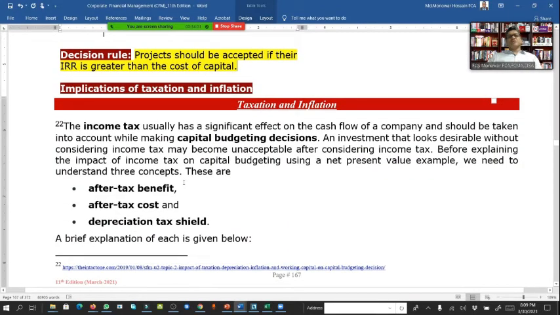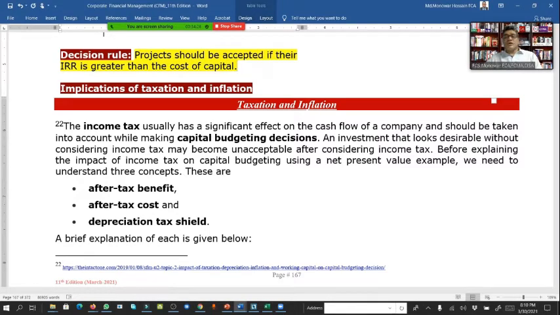Implication of taxation and inflation, we know. So we have to adjust for tax and inflation. Income tax usually has a significant effect on the cash flow, and we have to consider it in the capital budgeting decision. So an investment, as well as the weighted average cost of capital that we calculated previously.